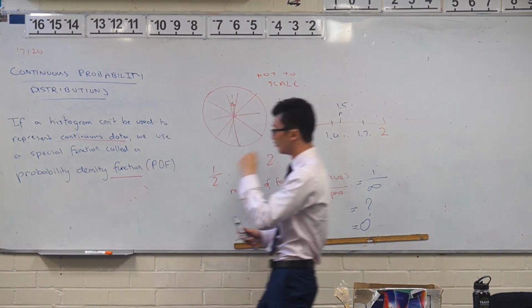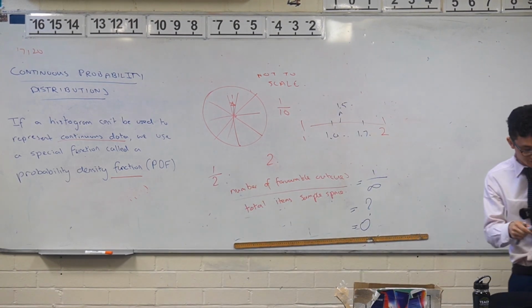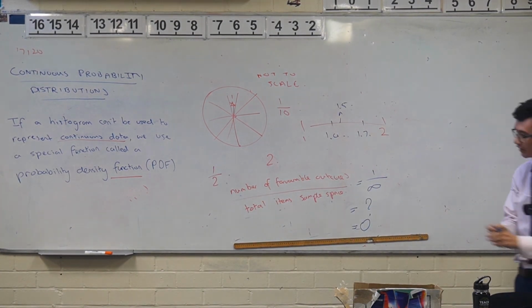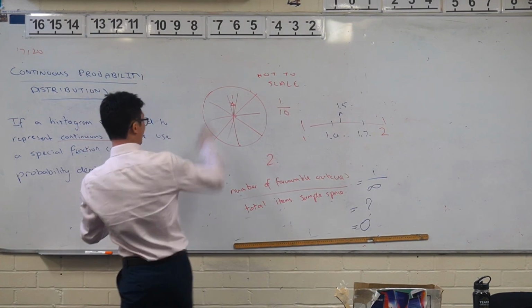So, what are our properties with? No, don't write that down. What are the properties of a probability density function? Well, here's our curve, right? Where should I do this? I'll do this over here. I'll roll this out.